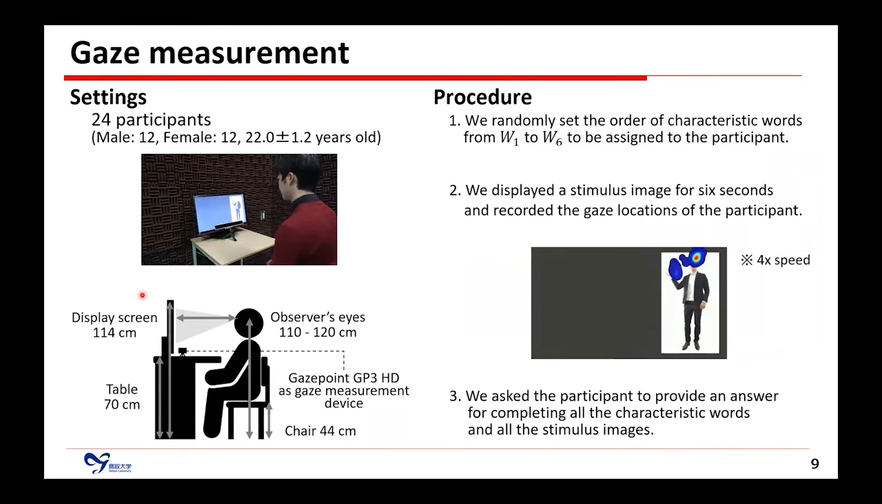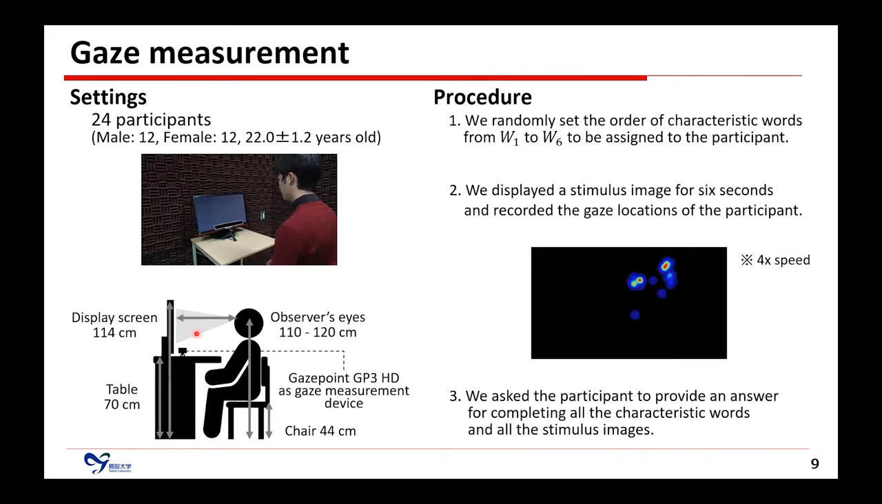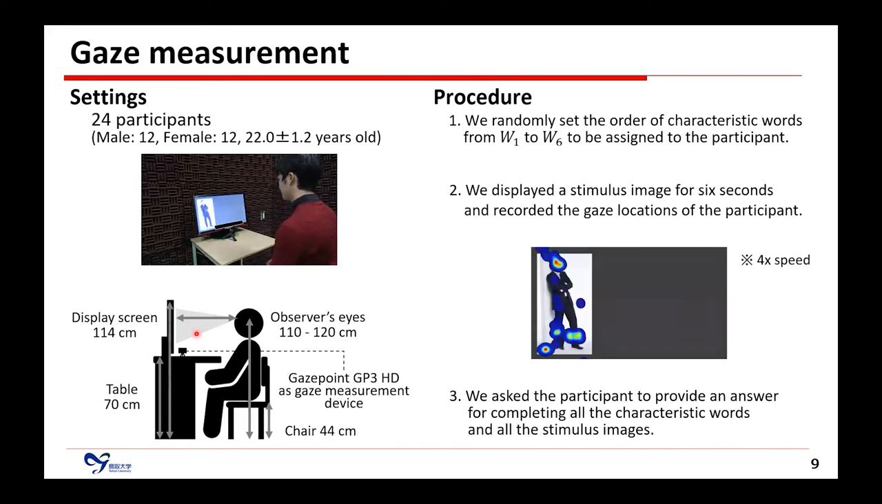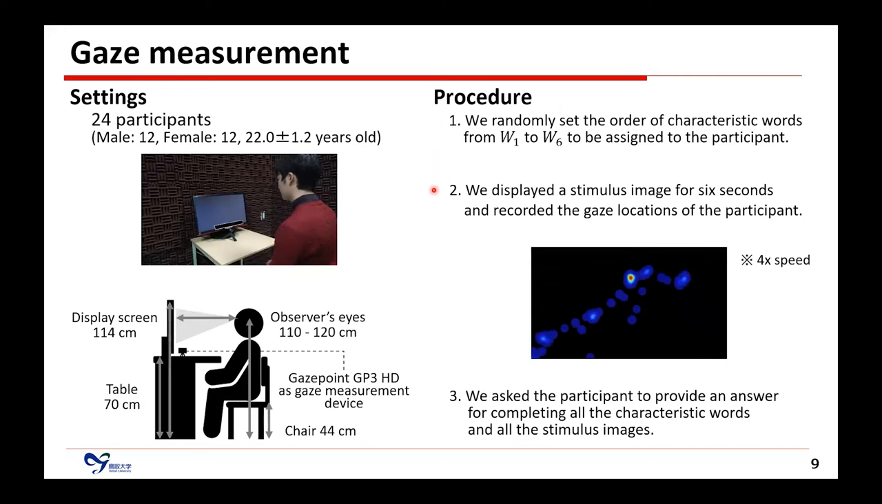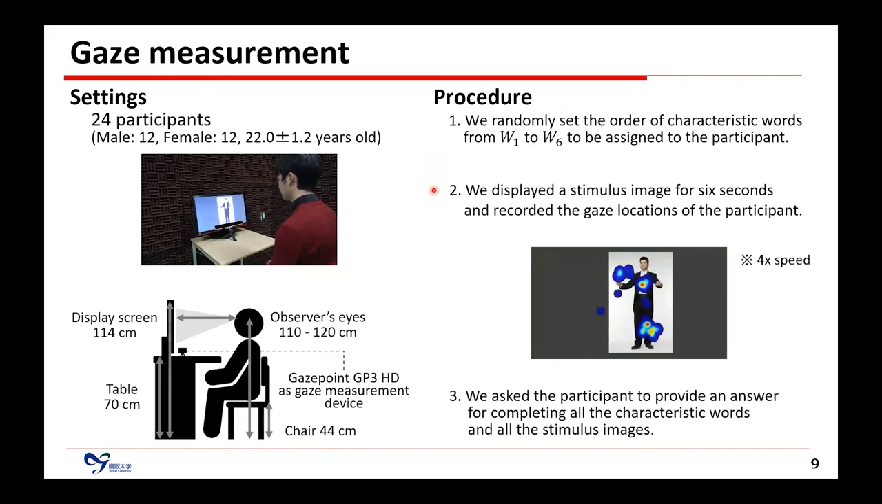This is the eye tracking setting. We use the Gazepoint GP3 as a gaze measurement device. We randomly set the order of characteristic words. We displayed a stimulus image for 6 seconds and recorded the gaze location. We then ask the participant to provide an answer.